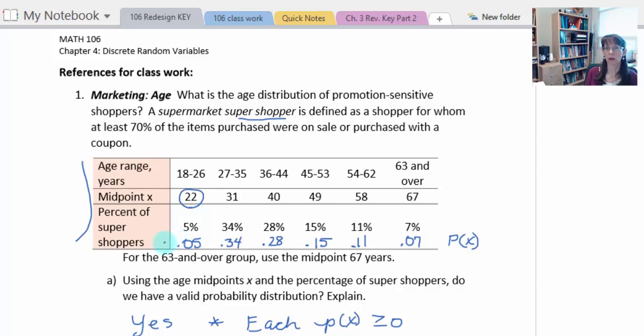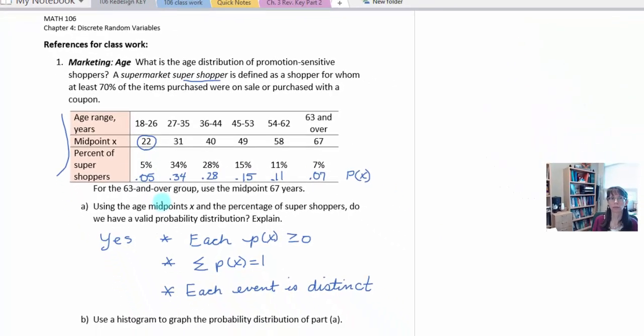We're going to draw our mound shape distribution, and then we'll talk about Chebyshev's rule and the empirical rule and compare what percent of our super shoppers fall within 1, 2, or 3 standard deviations of the mean. So let's get started with drawing the curve.